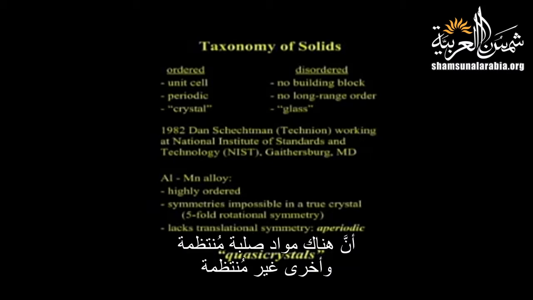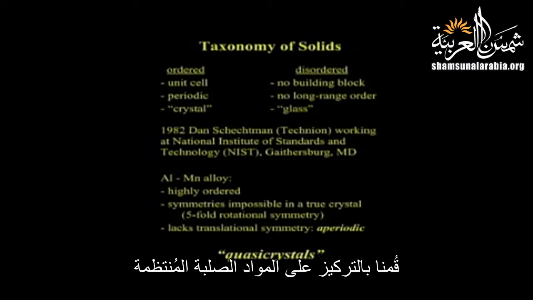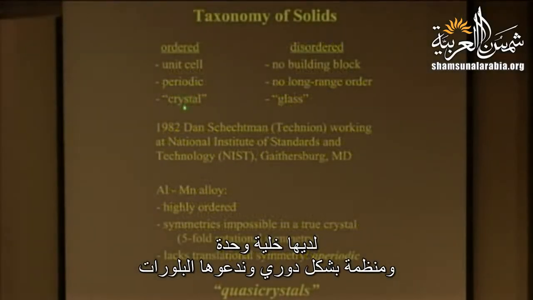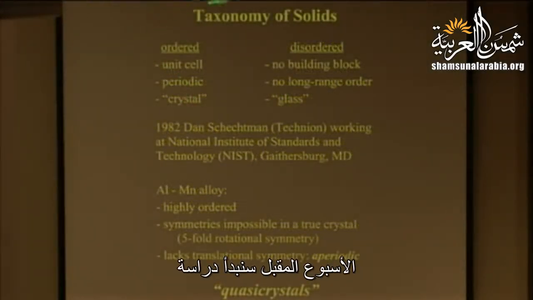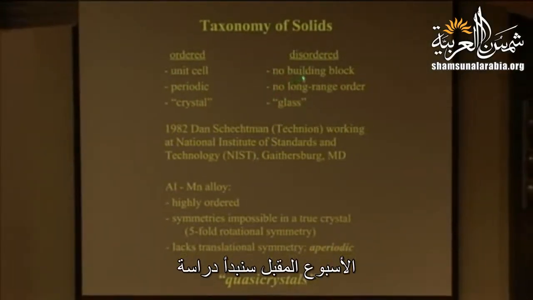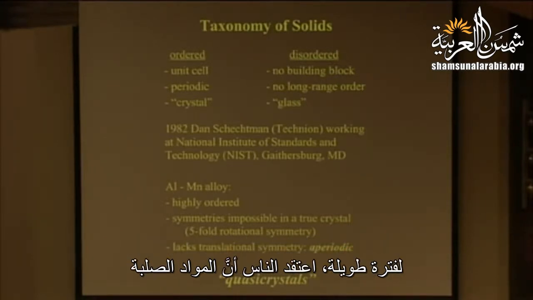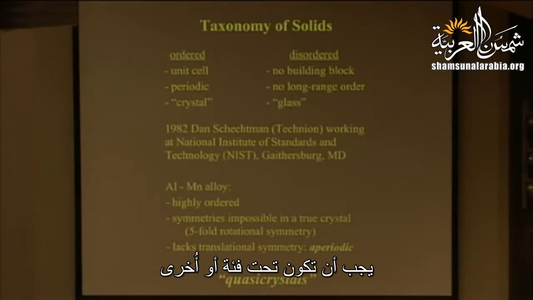All right, so I told you at the beginning of this unit that there are ordered solids and disordered solids, and we've been focusing on ordered solids. They have a unit cell, they're periodic, and we call them crystals. And next week, we're going to start looking at disordered solids. So they have no building block, no long-range order, and we call them glasses. And for a long time, people thought that solids have to fall into one box or the other box.